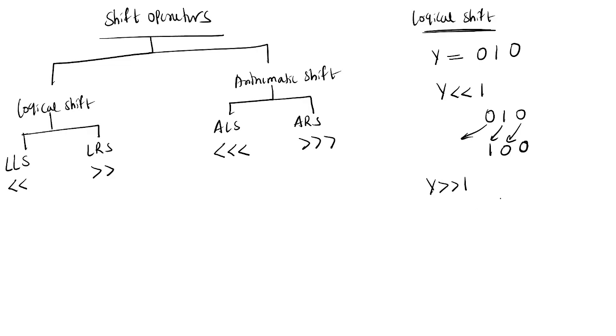Logical right shift by one position means, your value is 0 1 0, this bit will go, and this will come to the LSB, and this 0 will come to the second position, and whatever the vacant position is there will be loaded with 0. Okay, so that is nothing but left shift and right shift. Same shift operations you already did, no?